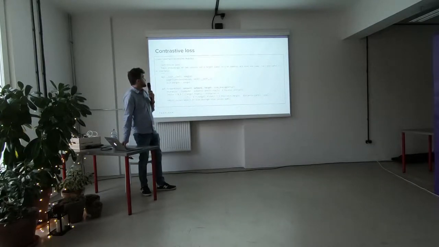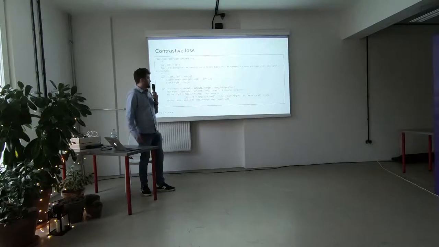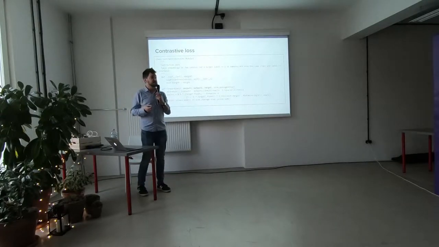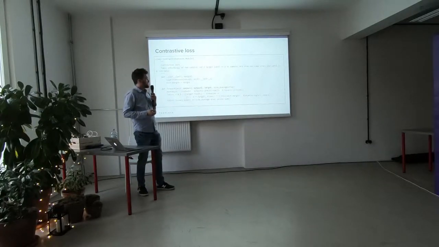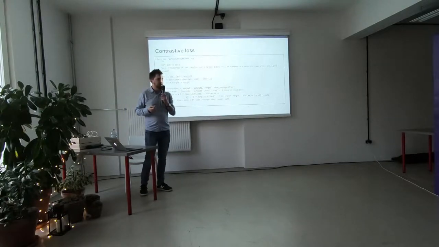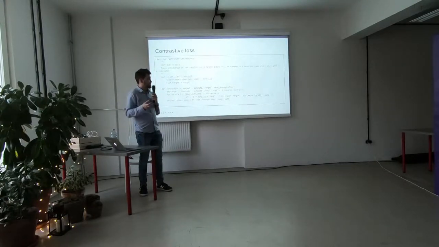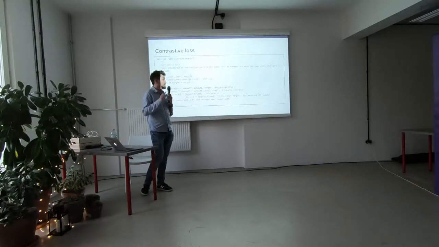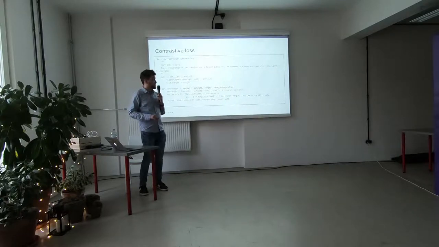Then contrastive loss is the thing that I talked about a couple of slides ago. This is the cost function that will be computed on these examples and used to train the network. Just as I said before, for pairs from the same class, we want the distance between the mappings to be as close to each other as possible, and for examples from different classes, we want to keep some margin between them.